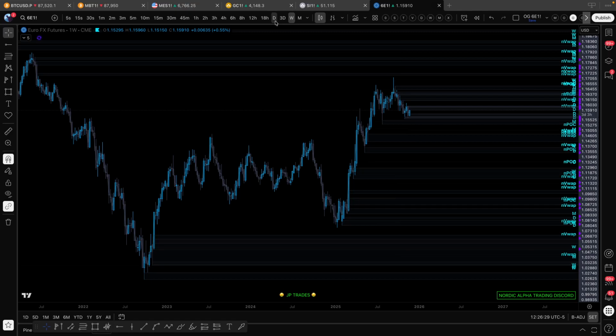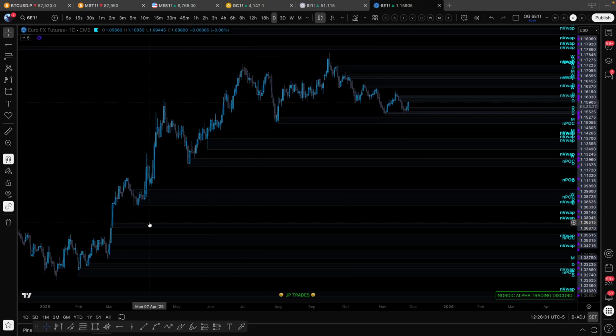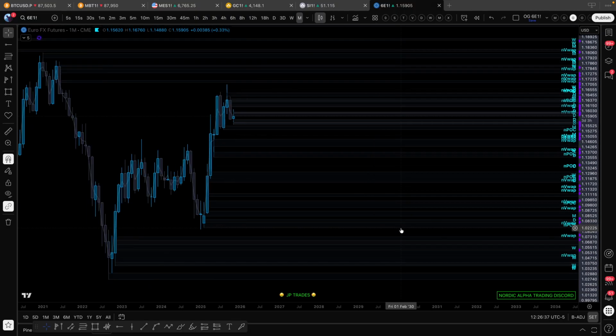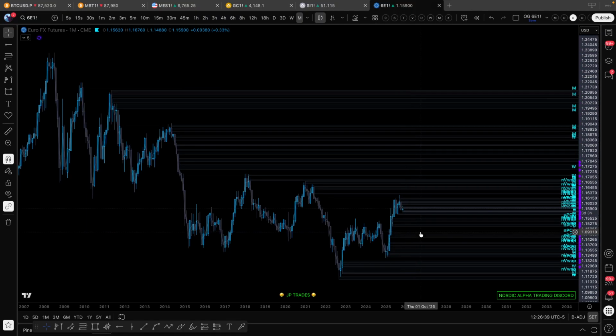Yeah, we are currently in a high time frame uptrend. And let's actually go to the monthly here. However, the monthly is in a downtrend. Your monthly high is back here, and your monthly low is down here. We're very, very far away from both of those.